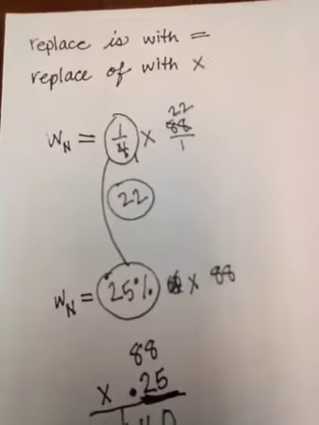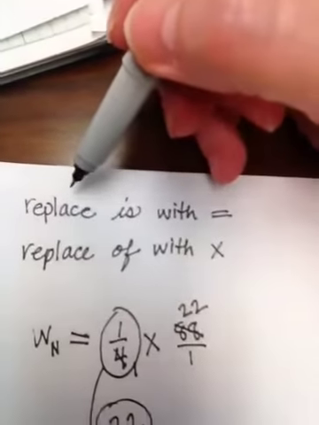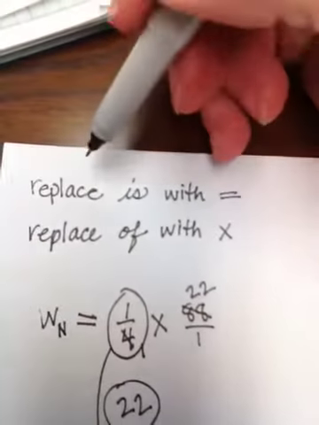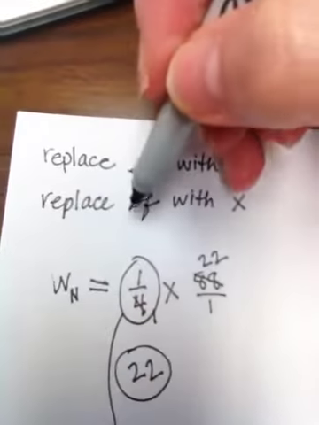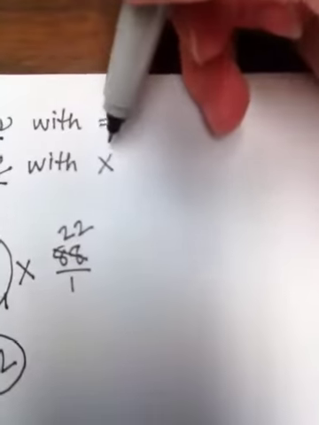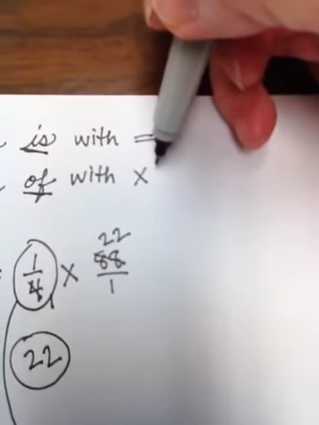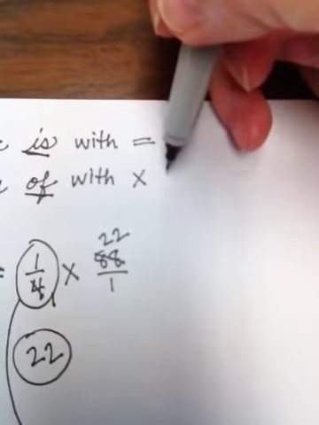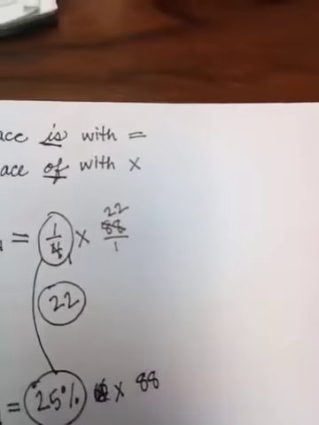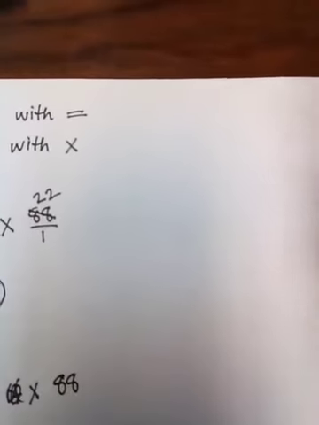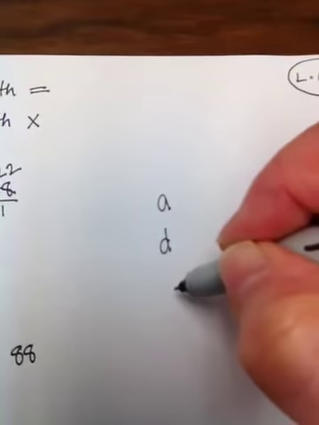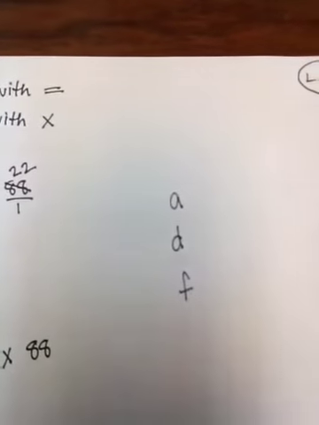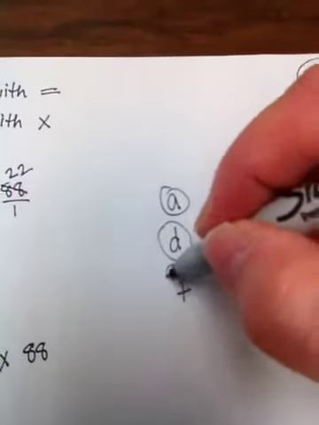Really, for this lesson, all you need to know is when you see a question and they use the word "is," you need to think equal. When they use the word "of," you need to think multiply. It's that simple. The questions I want you to do for me are practice set A, D, and F. Those 3 practice sets.